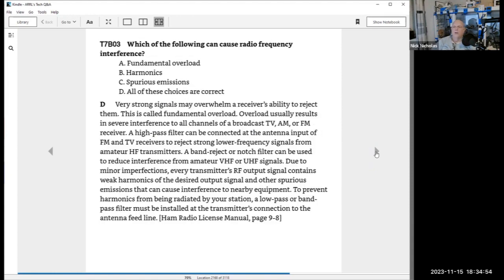Which of the following can cause radio frequency interference? And here the answers are fundamental overload, harmonics, spurious emissions, or all of the above. Fundamental overload is when the front end of the receiver is getting a signal too strong, too nearby for the receiver to reject. Harmonics are harmonic frequencies generated wherever the transmitter is that's transmitting. And spurious emissions are emissions that aren't filtered out from the original transmitter. And all of the above is the correct answer. Is that obvious why or not?